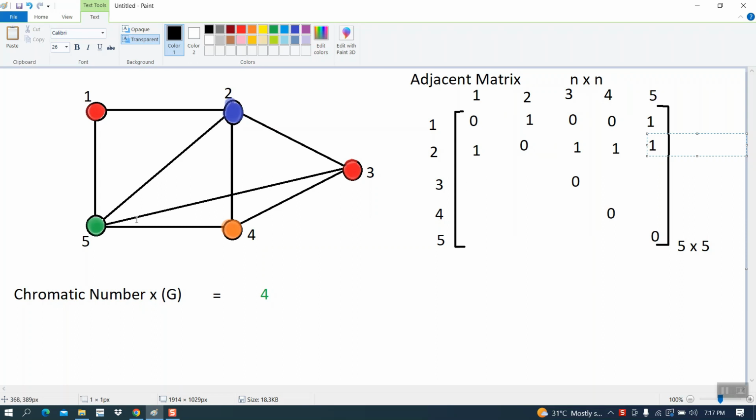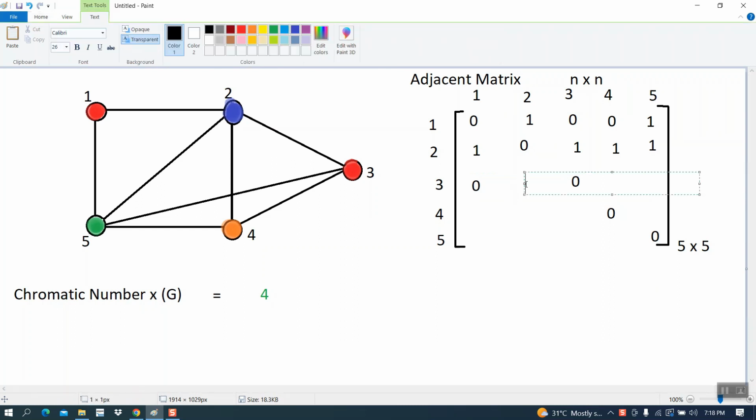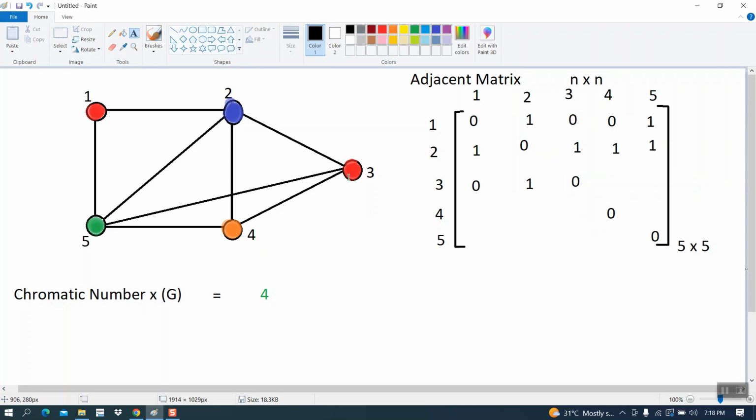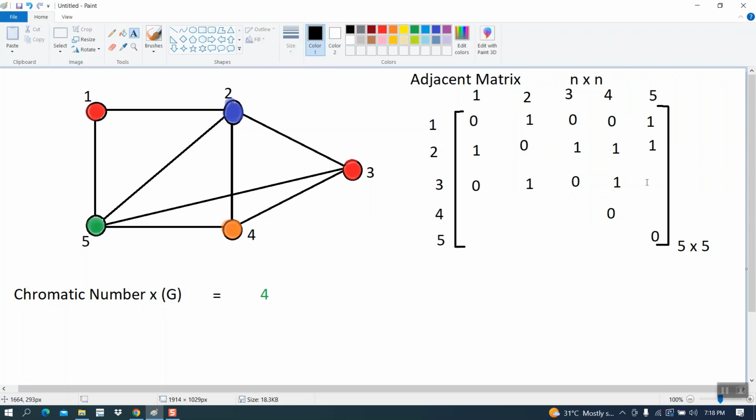Then 3 to 1, we do not have an edge, put 0. Then 3 to 2, we have one edge. Then 3 to 3, it's already 0. 3 to 4, yes, one edge is there. Then 3 to 5, yes, 3 can reach 5.